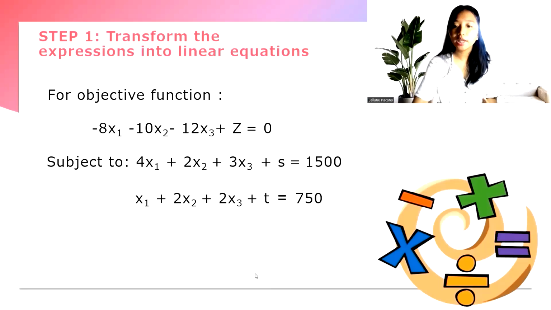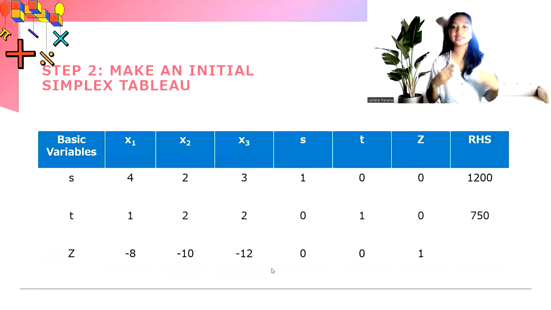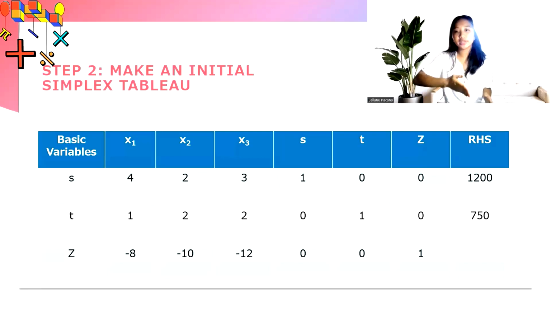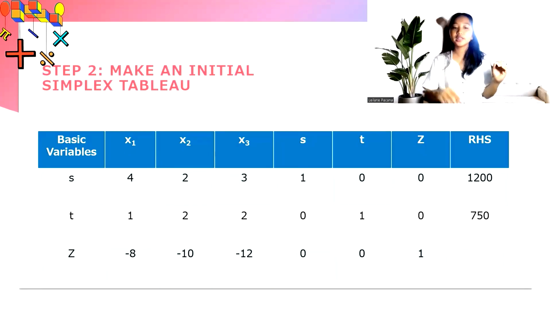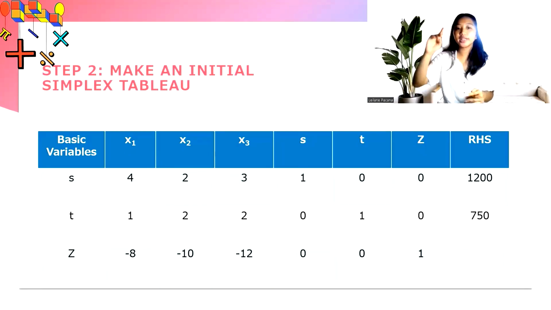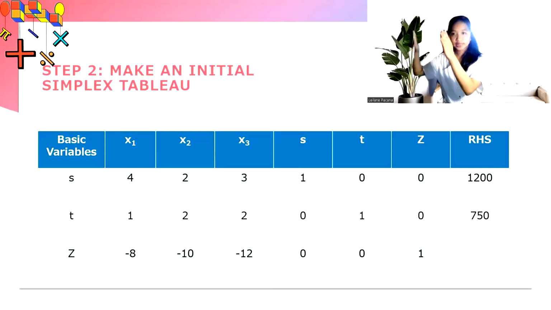And now we have to initially make our simplex tableau. So just like the first problem, we just have to put all of our linear equations in the table. From our basic variables, we have S, T, and our Z, the slack variables and the profit. And we just put it all there: x sub 1, x sub 2, x sub 3, the slack variables S and T, the profit, and of course the right-hand side, the number of hours. So that's 1,200 and 750.